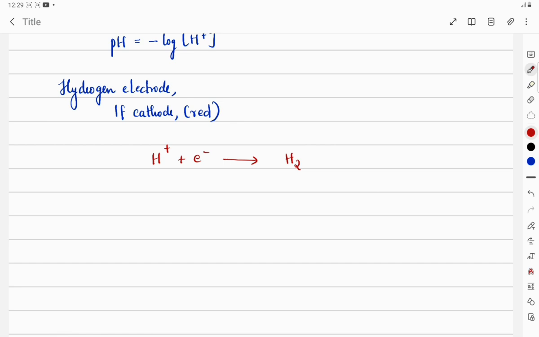On the right side we have two hydrogen atoms. We need to balance the equation, so let's put a half there. This is a simple way to balance the equation. I can also put 2H plus and 2 electrons, but right now I'm considering only one electron, so I have to put a half H2 there. So this is my cell reaction, the cell reaction if I'm considering the hydrogen electrode as cathode.